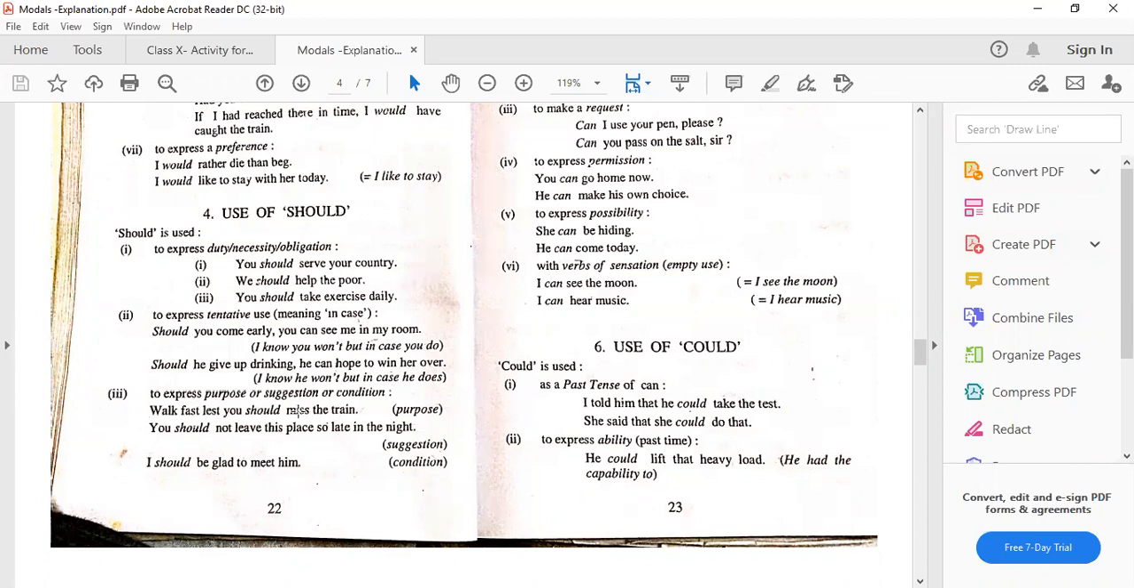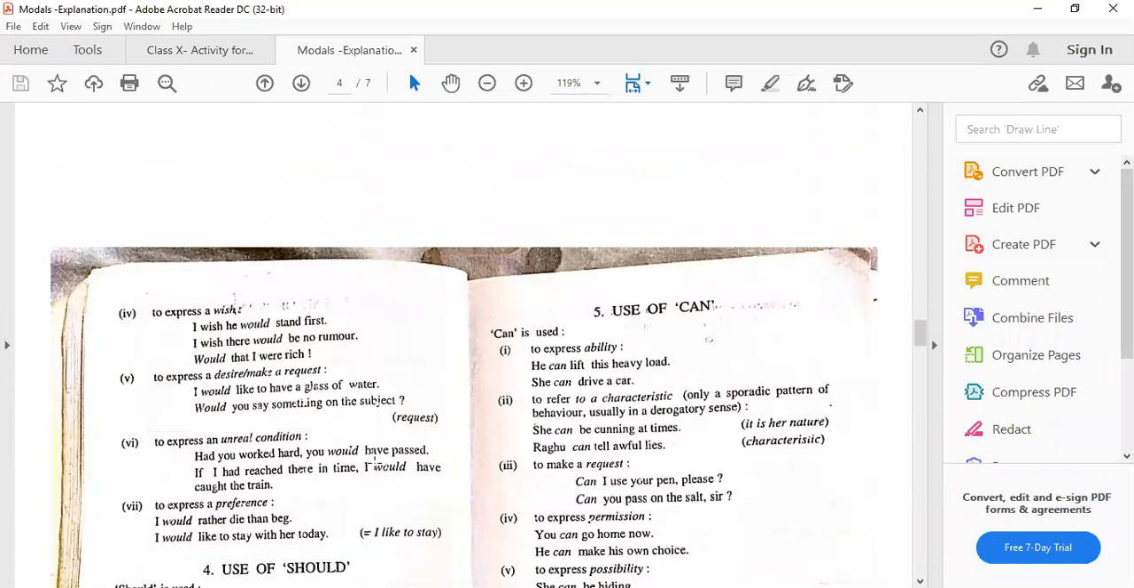Walk fast, lest you should miss the train. It is showing purpose. And note down, this is the use of the conjunction also. When we use lest, it is always followed by should. You should not leave this place so late in the night. It is a form of suggestion. I should be glad to meet him. Condition. So when we want to express any purpose, suggestion or condition, we can use should also.